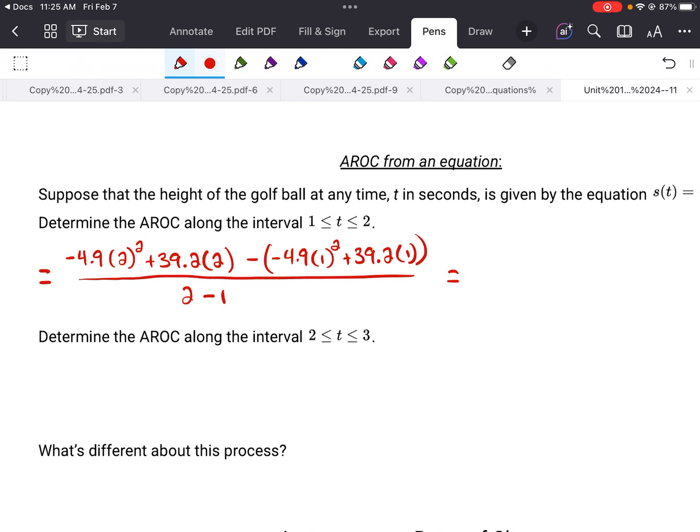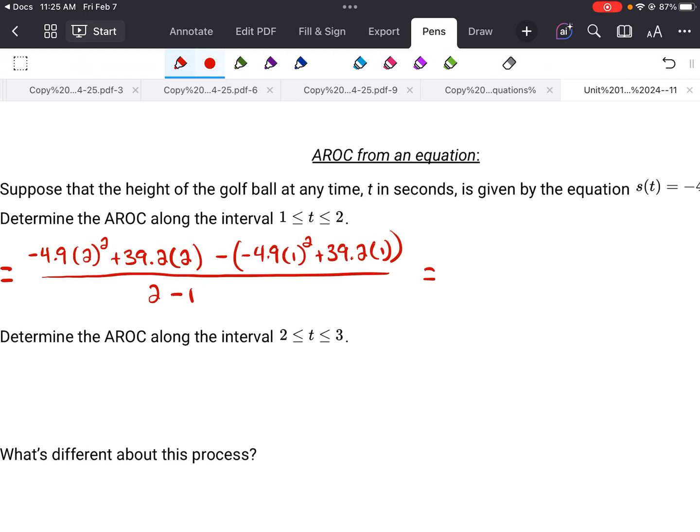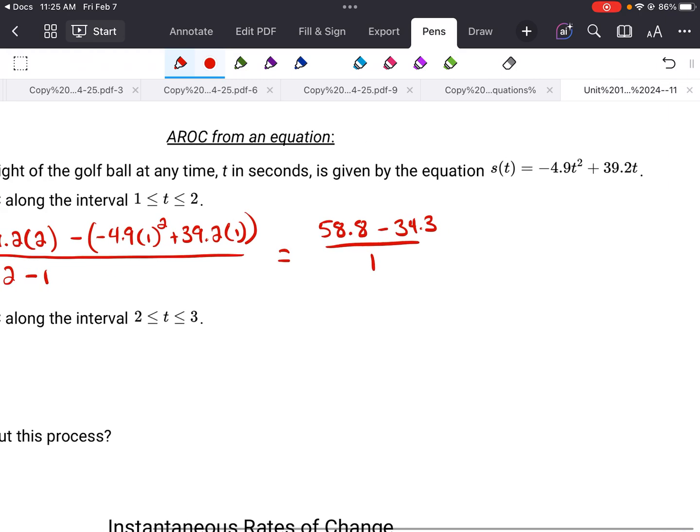When we figure out the first function, when time is 2 seconds, that's when we get our 58.8. When we work through the function, when time is 1 second, we get our 34.3, dividing by 1. So it's actually the same as the above. This time it's just not the table, it's the actual equation. So we get 24.5 meters per second.